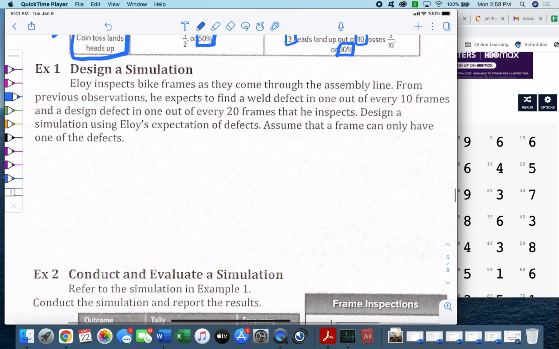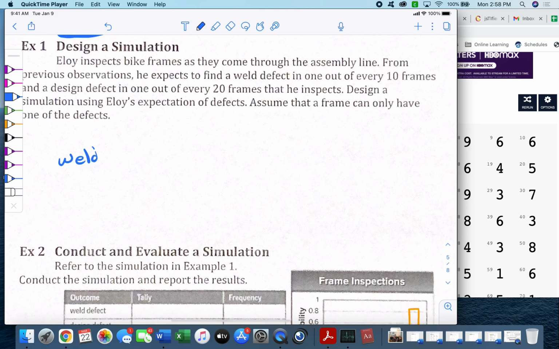From previous observation, he expects to find a weld defect. Weld defect means something that's not welded together properly. A weld defect in 1 out of every 10 frames. That means 1 over 10 are the chances of having a weld defect. That's 10%, right? 10% of the time it's going to have a bad thing happen with it, okay?